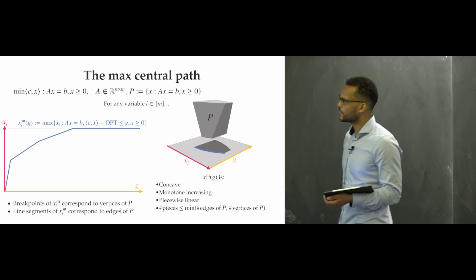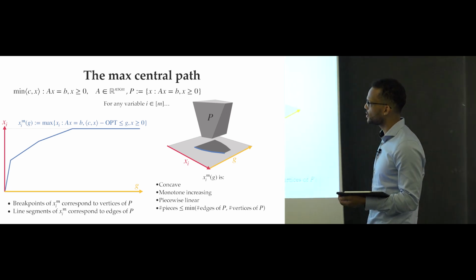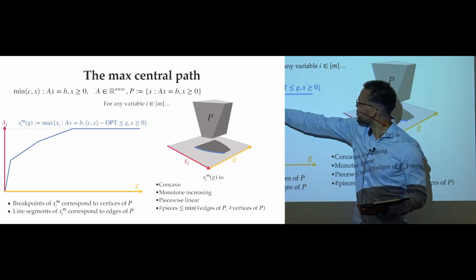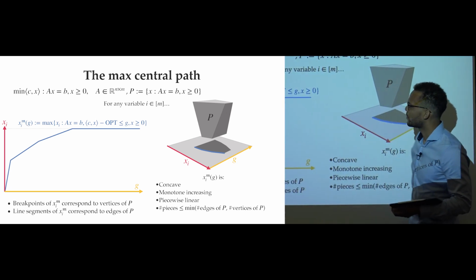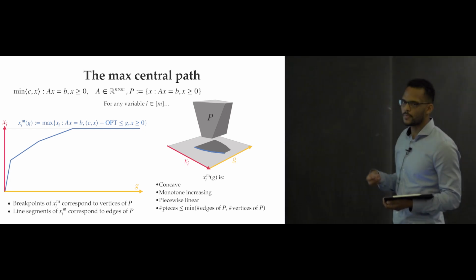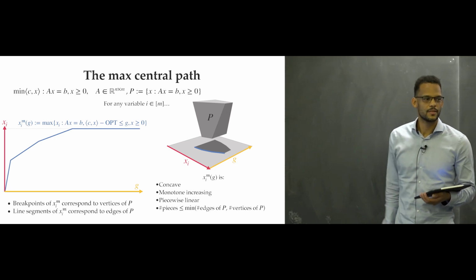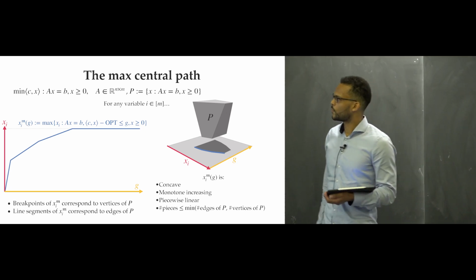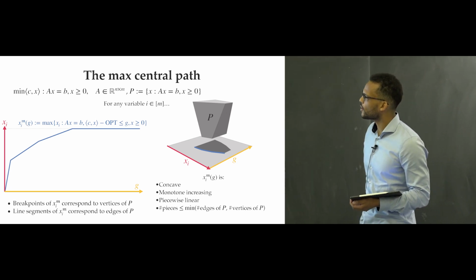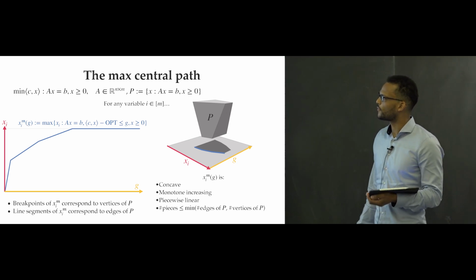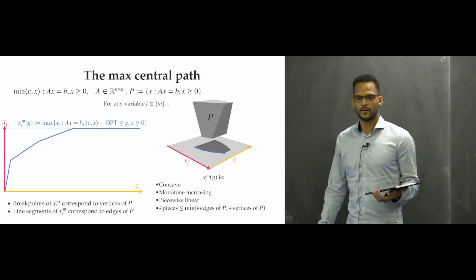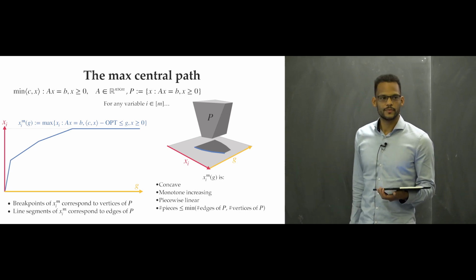In particular, if you look at the extreme scenarios, if g goes to infinity, then this constraint here is redundant. So you look for the point that maximizes your coordinate in the feasible region. If we set g to 0, then you ask for the maximum value of x_i in the optimal facet. And in between, everything is a trade-off.